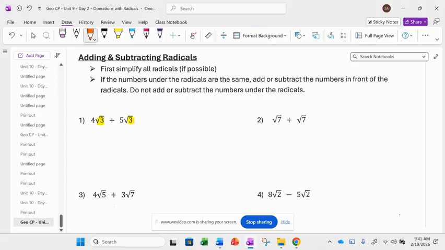And it's very similar to adding variables. If you have a 3x plus, I don't know, a 2x, and you add those, isn't that 5x? Meaning you just add the numbers in front and you keep your variable the same. Well, that's the same rule for radicals. When we're adding radicals, and this is why they need the same number underneath in order to add them, you're going to add the numbers in front, you're going to add the coefficients, but you're going to leave the actual radical as it is. So 4 root 3 plus 5 root 3 is going to be 9 root 3.